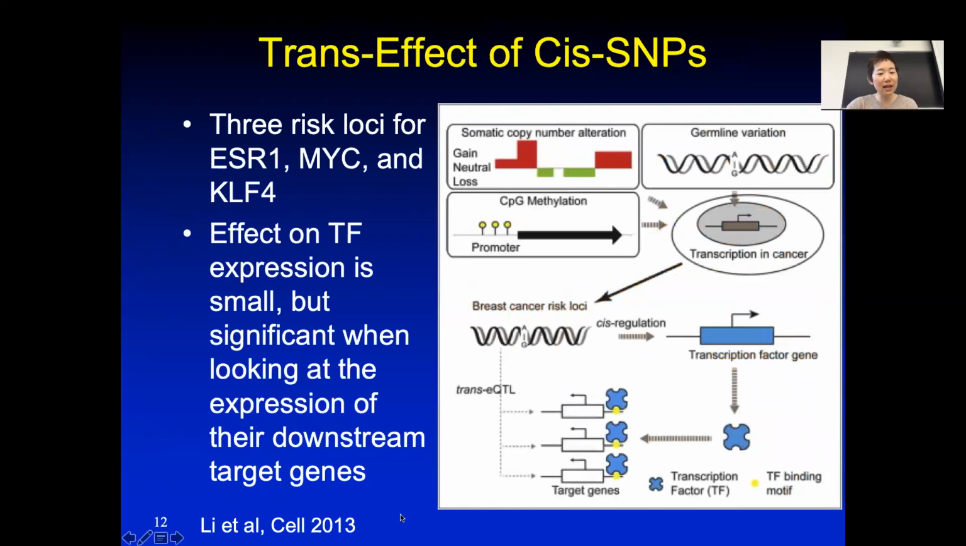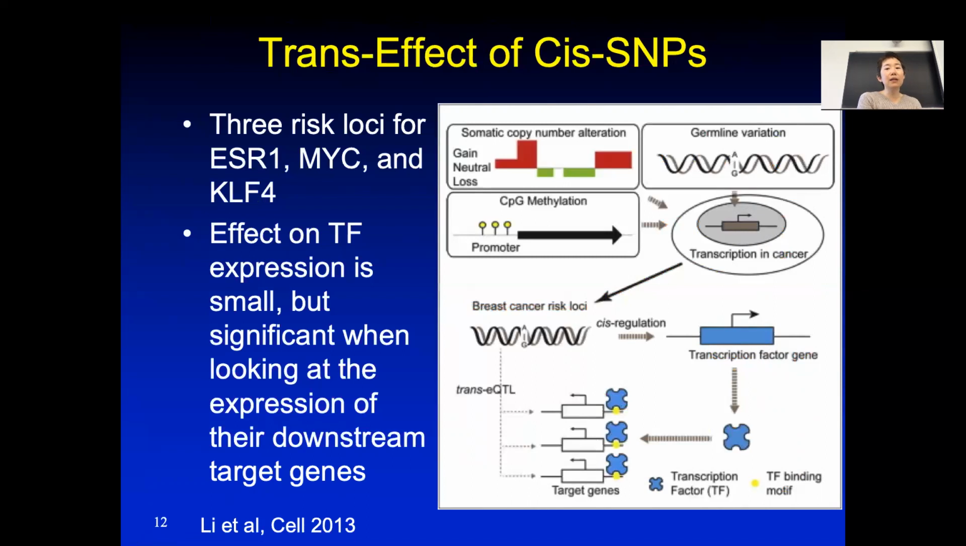So this is one study that was published in Cell. It's kind of interesting. They look at some risk loci that are near transcription factors. These are all actually cancer-related risk loci. One is near the estrogen receptor gene, one is near the MYC gene, and one is near the KLF4 gene. Turns out all three are transcription factors.